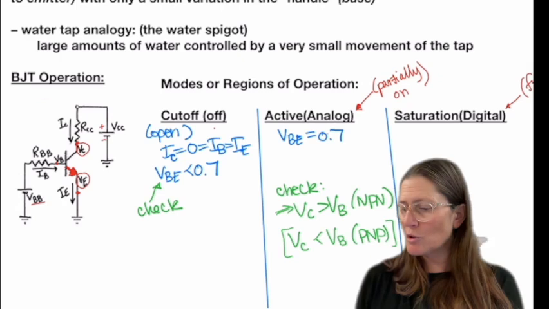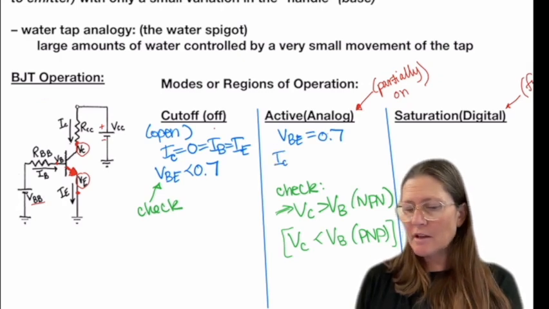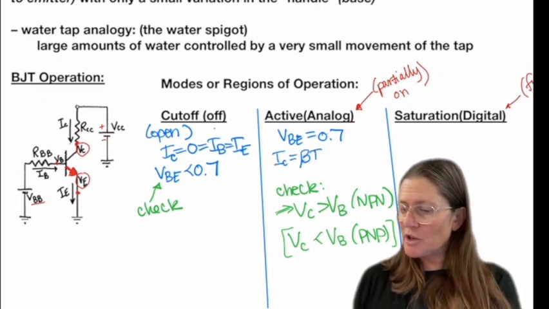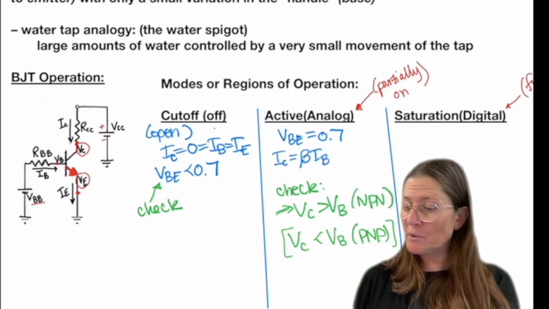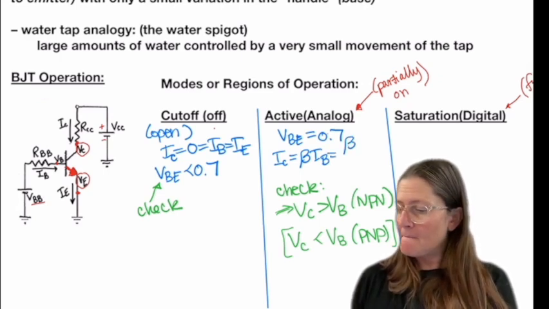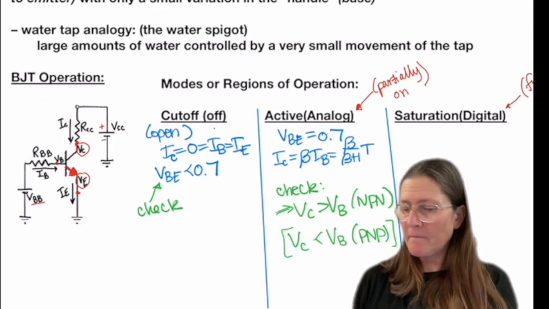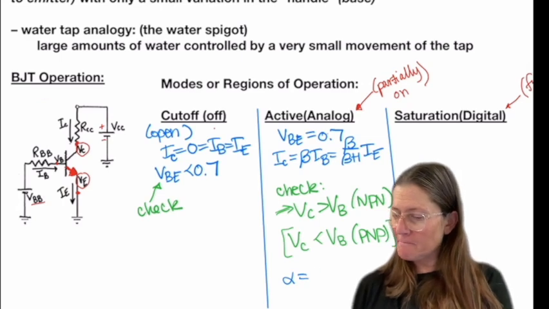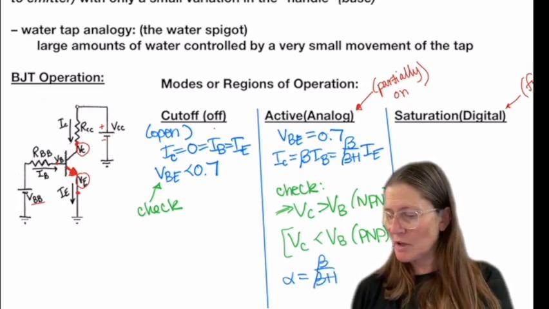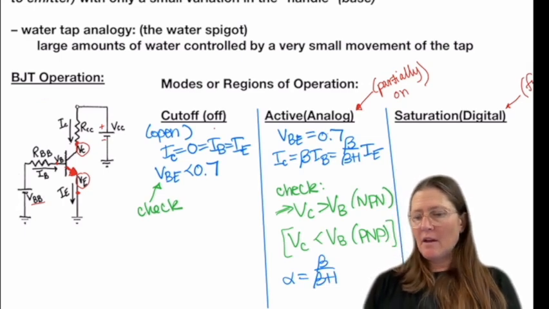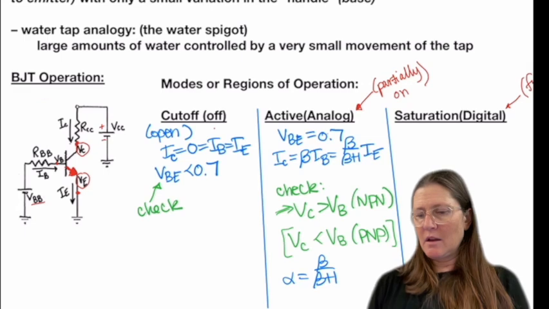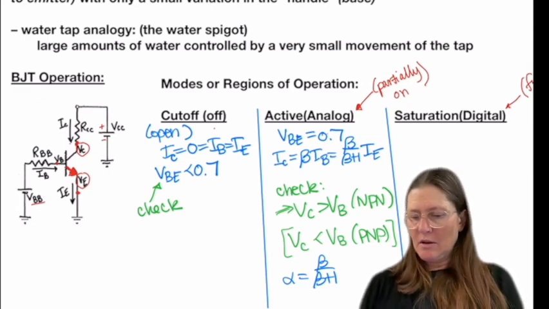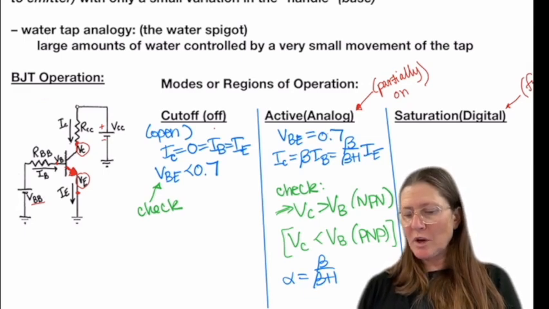We also use a condition that the currents are proportional to each other through this beta. There's one more term called alpha, and that's beta over beta plus 1. So you may be like, well, what is beta?